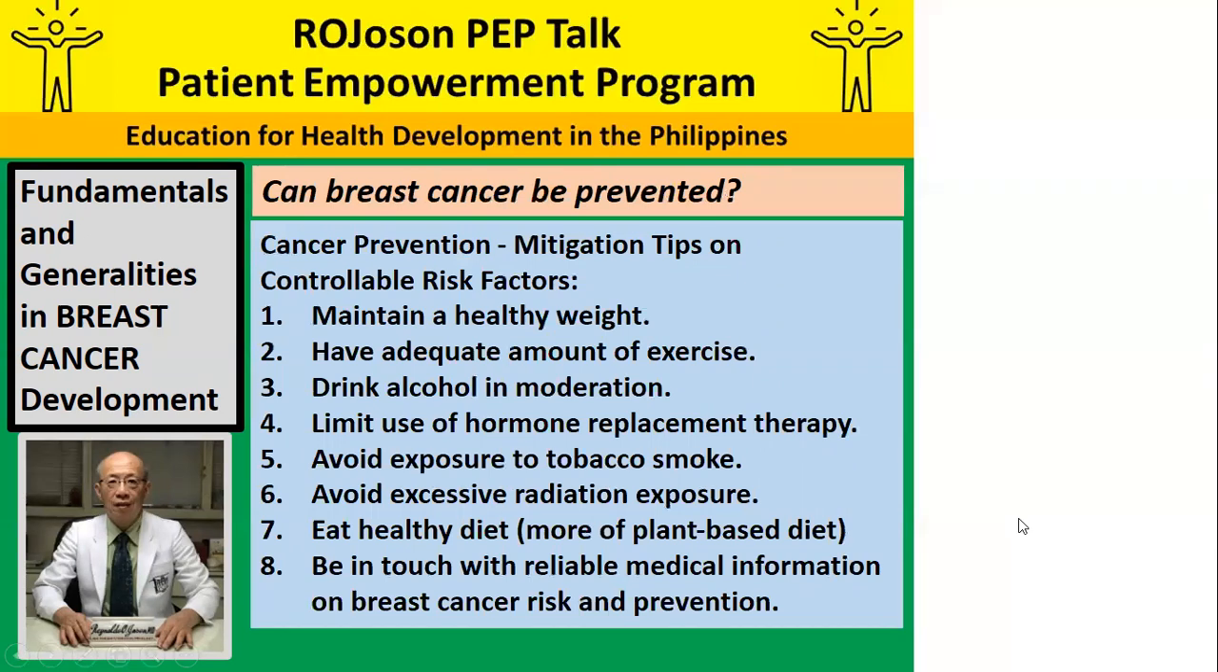So, for these controllable risk factors, here are the cancer prevention and mitigation tips: maintain a healthy weight, have an adequate amount of exercise, drink alcohol in moderation, limit the use of hormonal replacement therapy, avoid exposure to tobacco smoke, avoid excessive radiation exposure, eat a healthy diet, more of a plant-based diet, and stay in touch with reliable medical information on breast cancer risk and prevention.